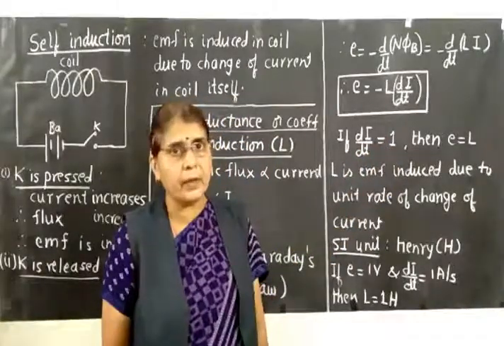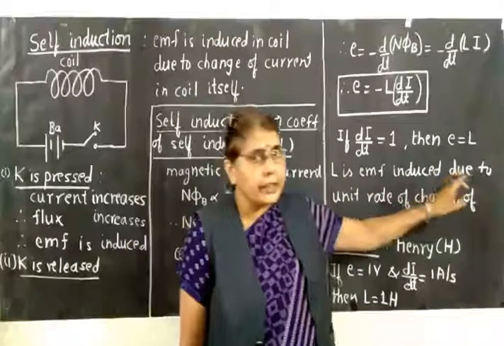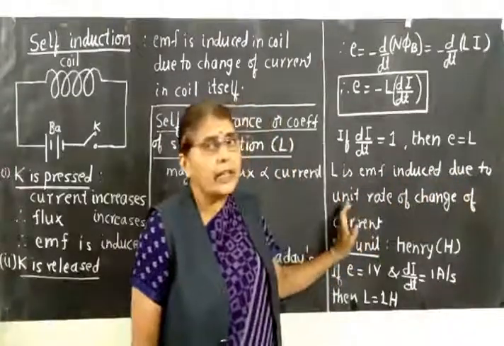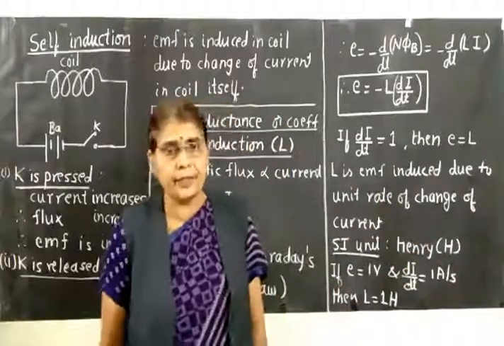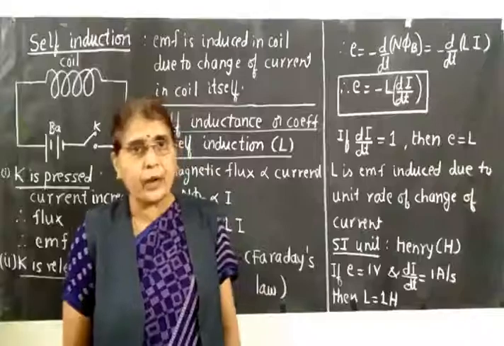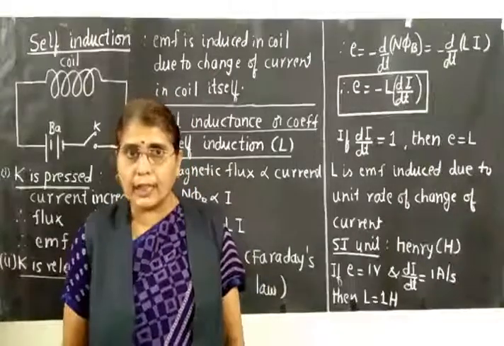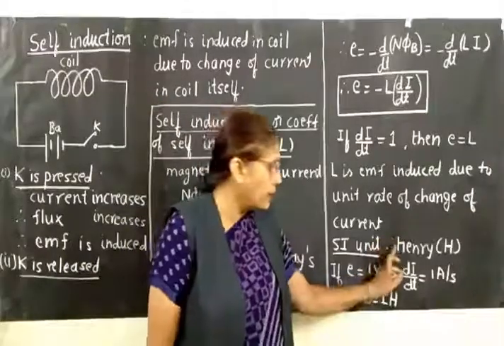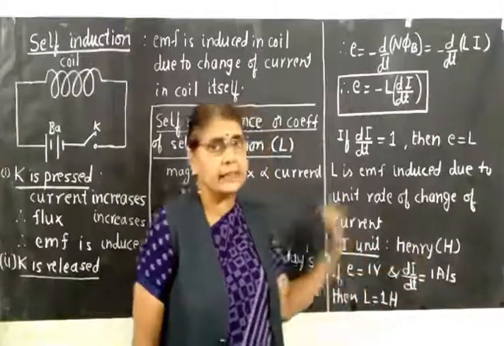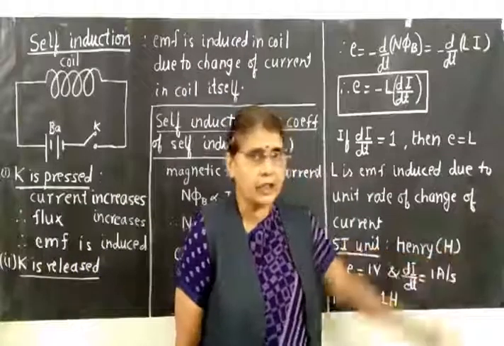So let us put in proper words. Self-inductance is the EMF induced due to unit rate of change of current. So this is about self-inductance. Now let us try to find out the SI unit of self-inductance. It is a scalar quantity and the SI unit is named after the physicist Joseph Henry as Henry. Henry is the SI unit of self-inductance and it is denoted by the letter capital H.